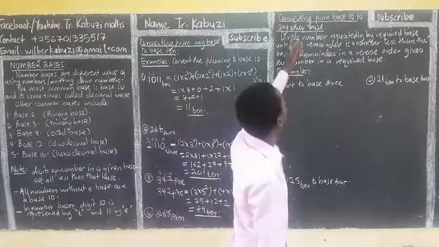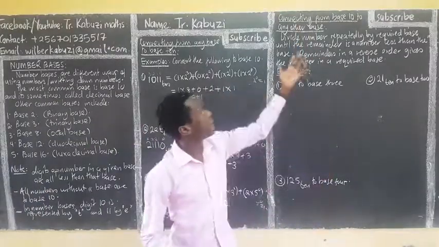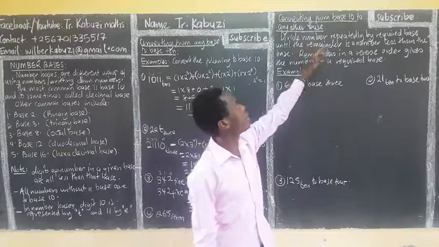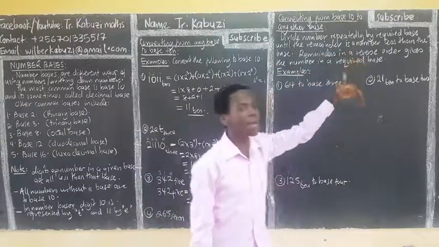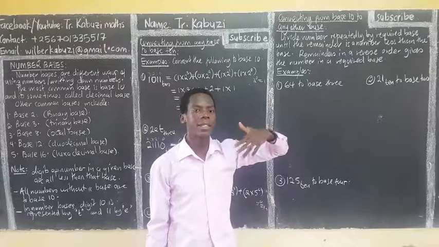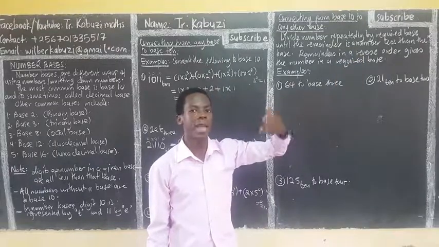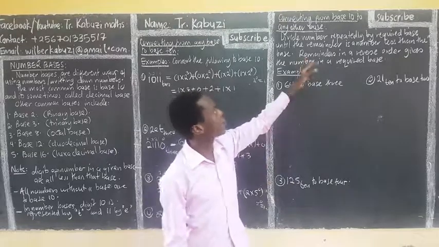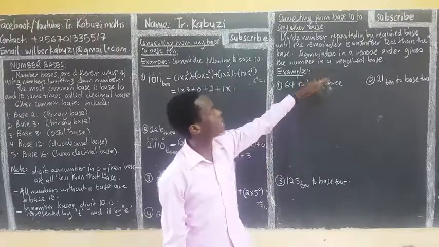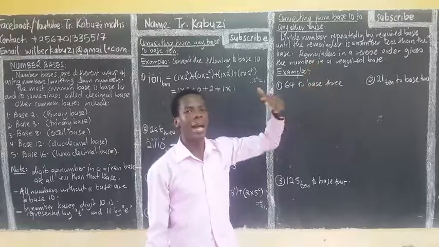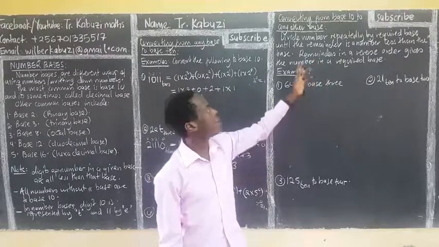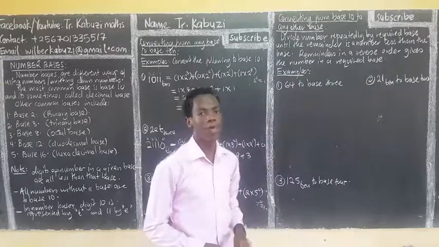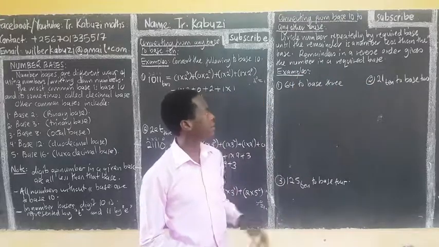Okay, then when you come to this, how do you convert from base 10 to any other base? By dividing the number repeatedly by the required base. So the number we are converting to any other base, we divide it by the required base we want to convert to, repeatedly until the remainder is a number less than the base. The remainders in reverse order give the number in the required base, as we are going to see.